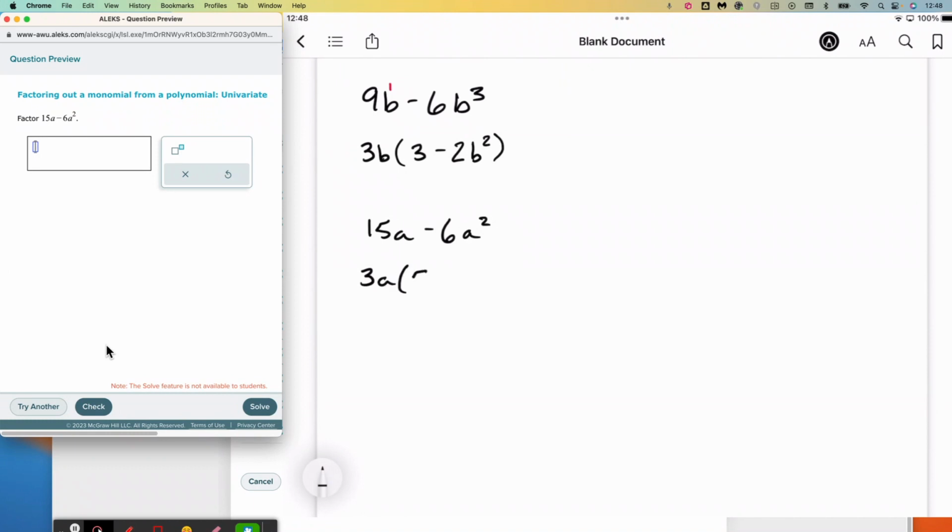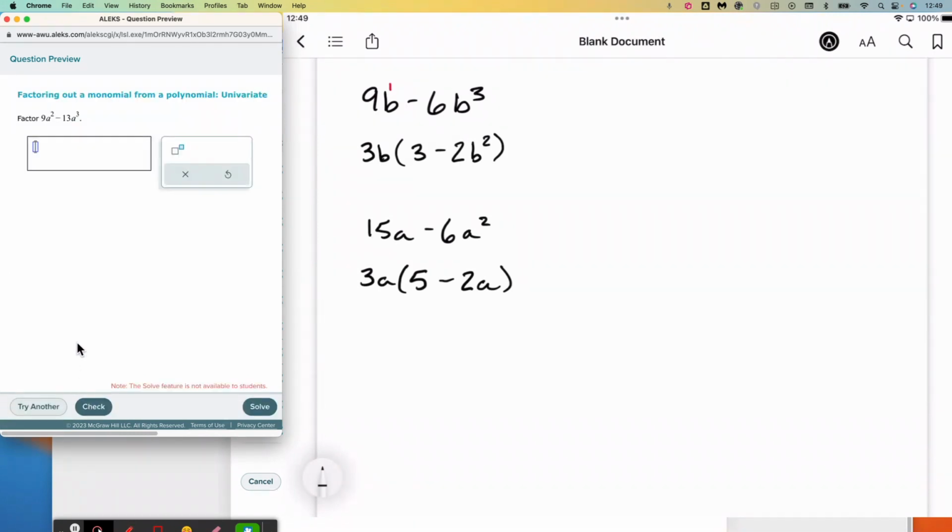15 divided by 3 is 5. A divided by a is just 1, and so there's no more there. And 6 divided by 3 is 2. A to the power of 2 divided by a is leaving us with 1a. So 3a times 5 minus 2a.